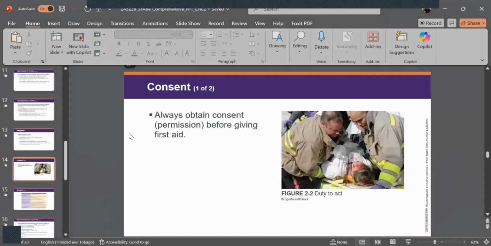Okay. When we're looking at consent, always obtain consent, always get permission before providing first aid. Because part of it involves us touching and assessing and these things, right? So it's important that we obtain permission to provide care, to render aid, as we say. Okay.